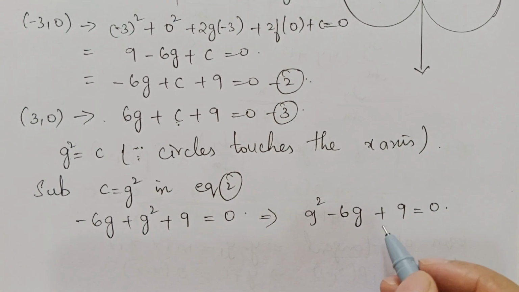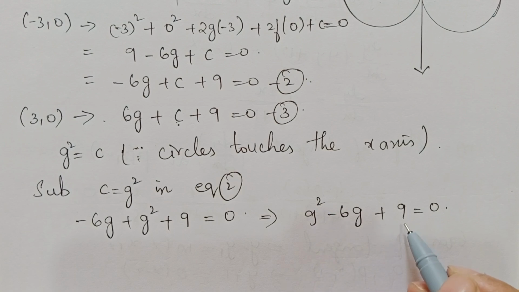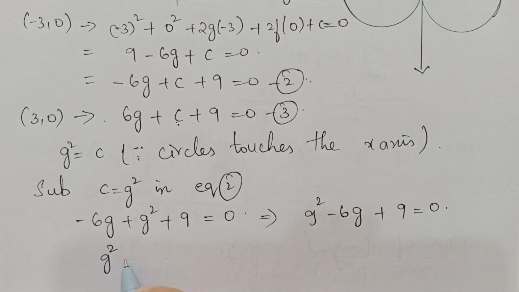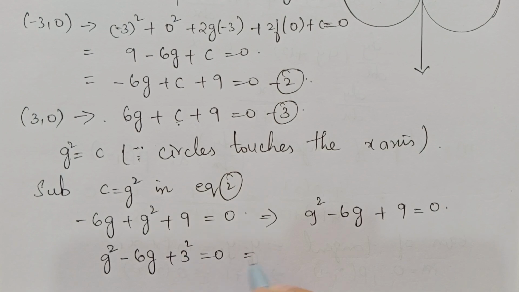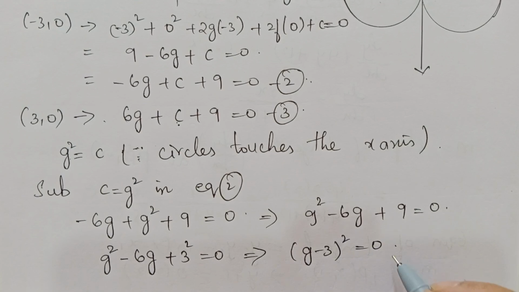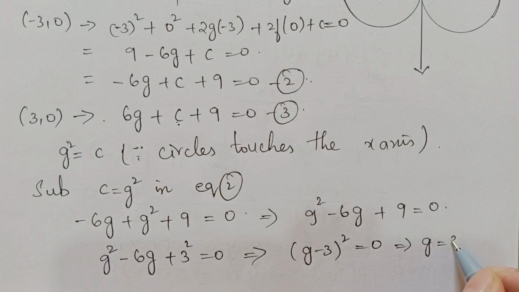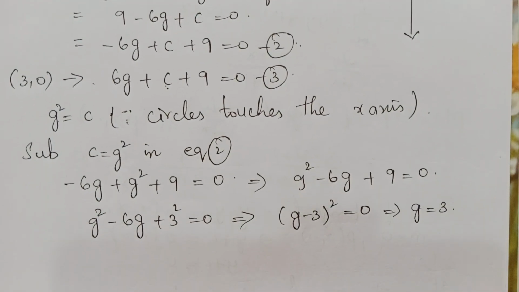So this is nothing but a square minus 2ab plus b square term. Okay, so 9 we can write as 3 square. So it can be written as g square minus 6g plus 3 square equals to 0. So a minus b whole square, so it is g minus 3 whole square equals to 0. From here we'll get the value of g, which is g equals to plus 3.